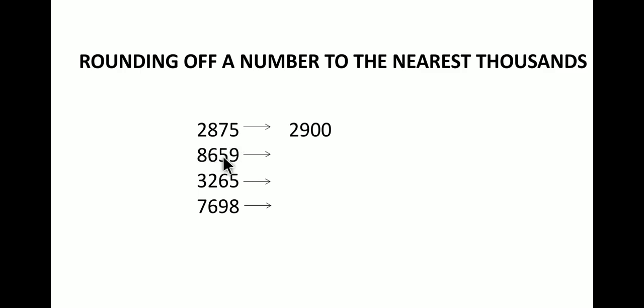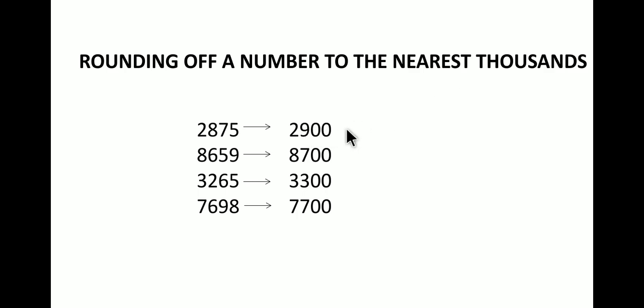8659, the nearest hundreds is 8700, because 59 will contribute 1 over here. 3265, 6 will contribute 1, so it becomes 3300. And similarly 98 will contribute 1, so 7600 becomes 7700. Now this is how we round off to the nearest hundreds. But here we will do the rounding off to the nearest thousands.